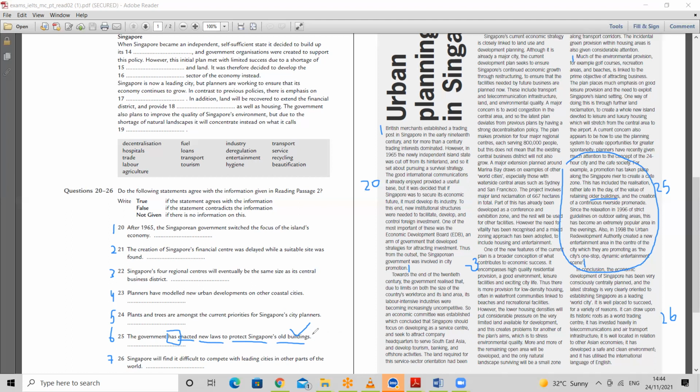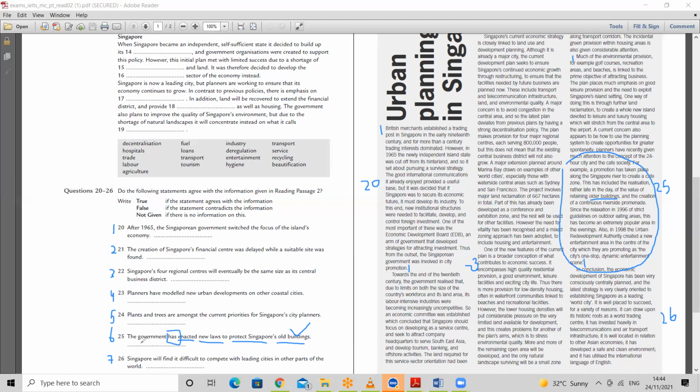And you can see that I directly went to the paragraph where the answer was supposed to be found. Okay, so the answer to question number 25 is not given because there is nothing at all about protecting old buildings by making the laws. Okay, or the new laws, for example.